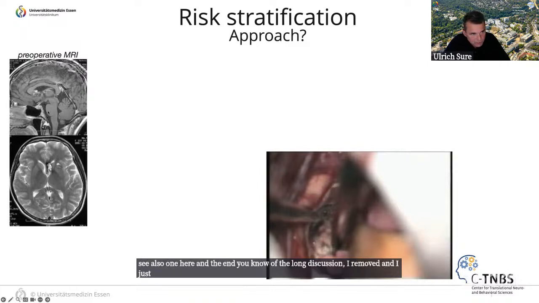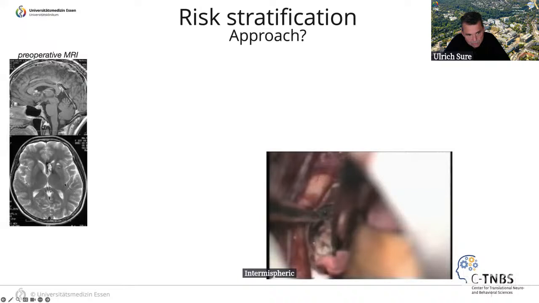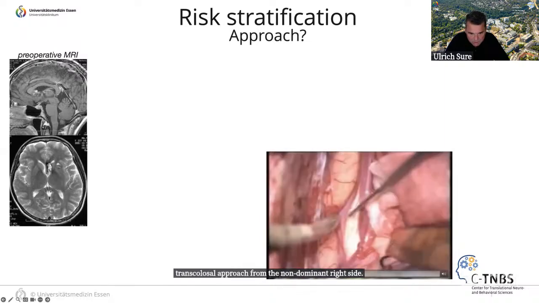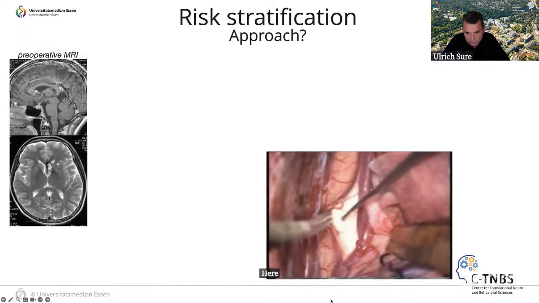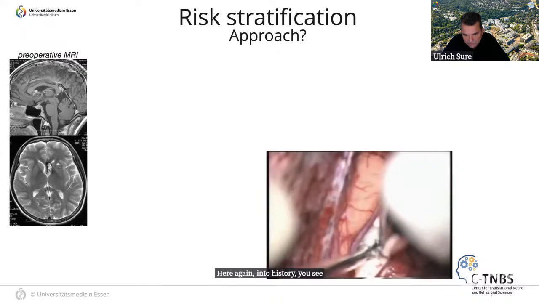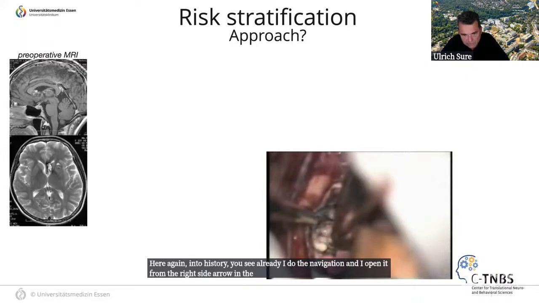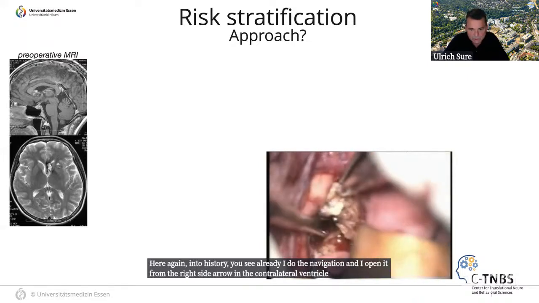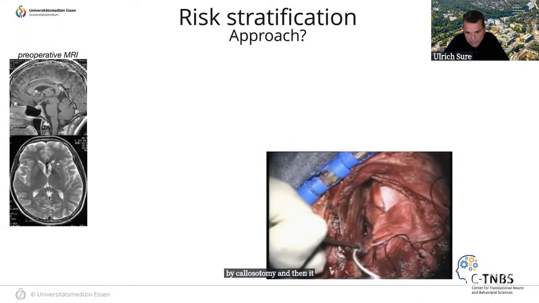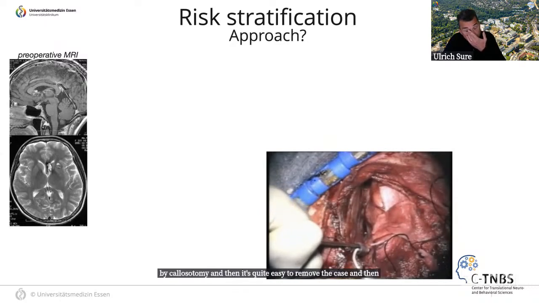I just wanted to show you this is left-sided. So I did an interhemispheric transcallosal approach from the non-dominant right side. You can see it maybe here again. Interhemispheric, you see already I do the navigation, and I open it from the right side into the contralateral ventricle by callosotomy, and then it's quite easy to remove the case. And then, of course, I check the arteries in the end, and the patient did very fine.